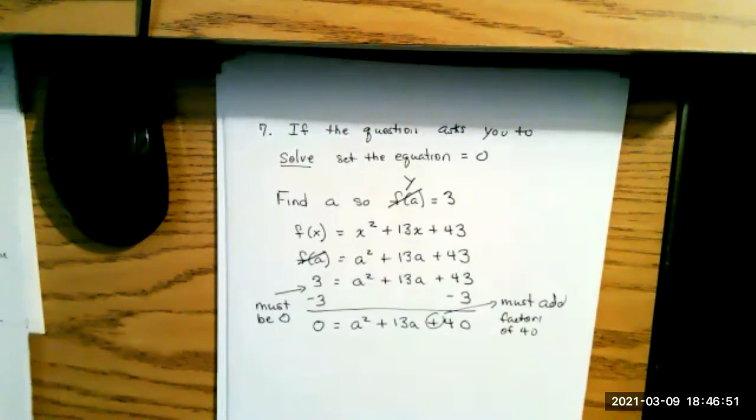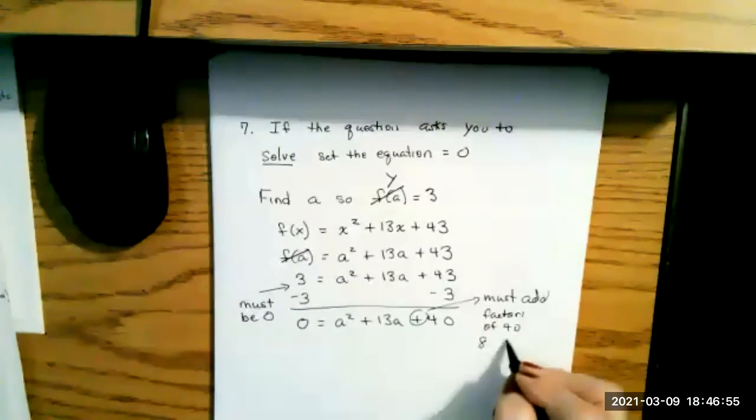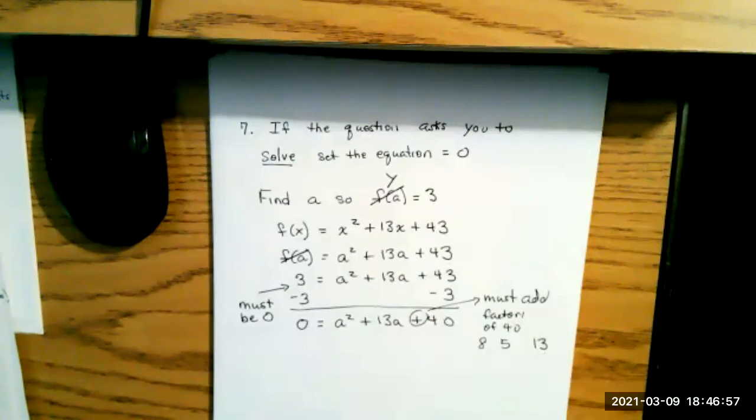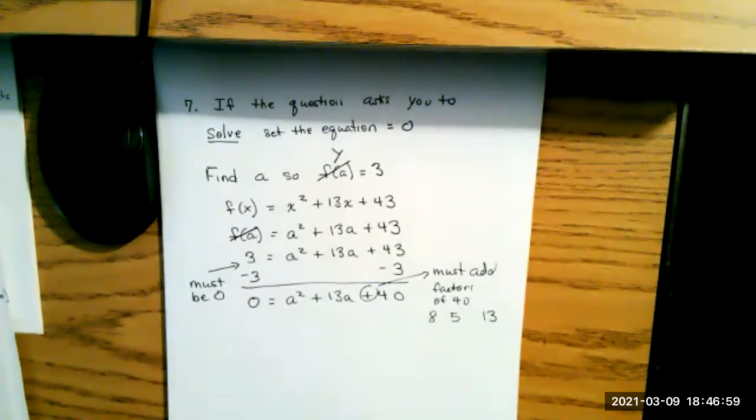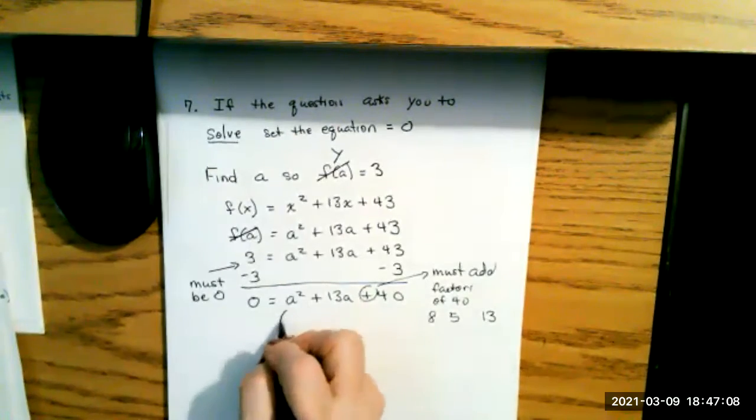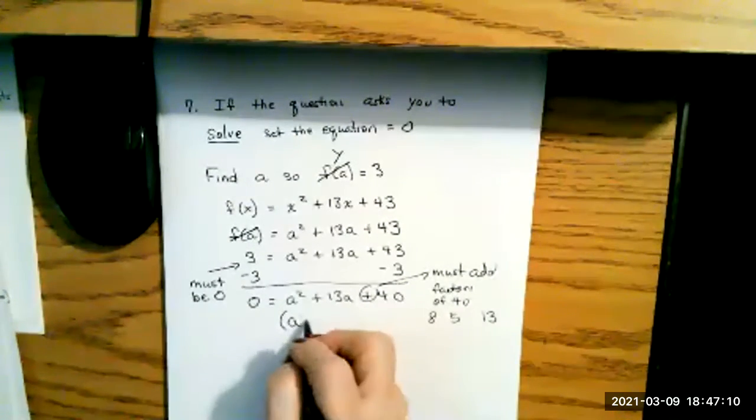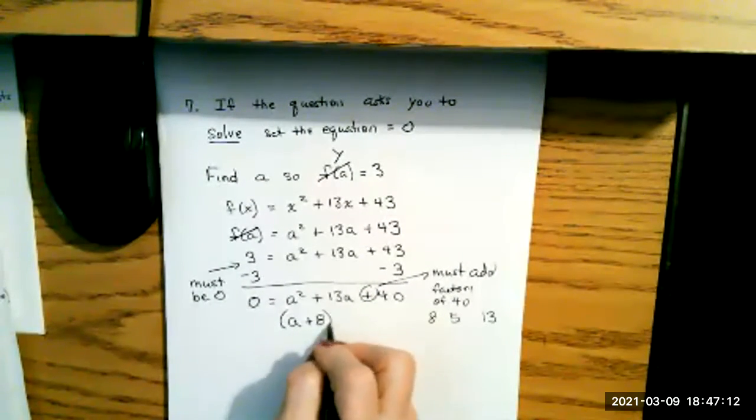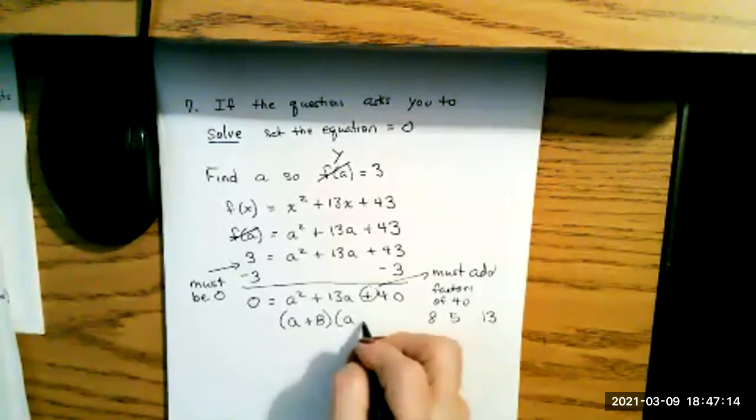Anybody know? 8 and 5. That will give me 13, and I don't have to do first down, last down, rename the middle, although I can. It will work that way for these problems as well. I can go straight to factoring for a simple trinomial. A plus 8, A plus 5.